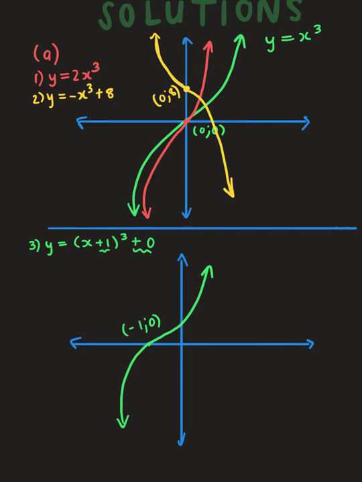You can obviously determine the y-intercept here. The y-intercept would be 1, right? We let x equal 0. So the y-intercept would be at 1.